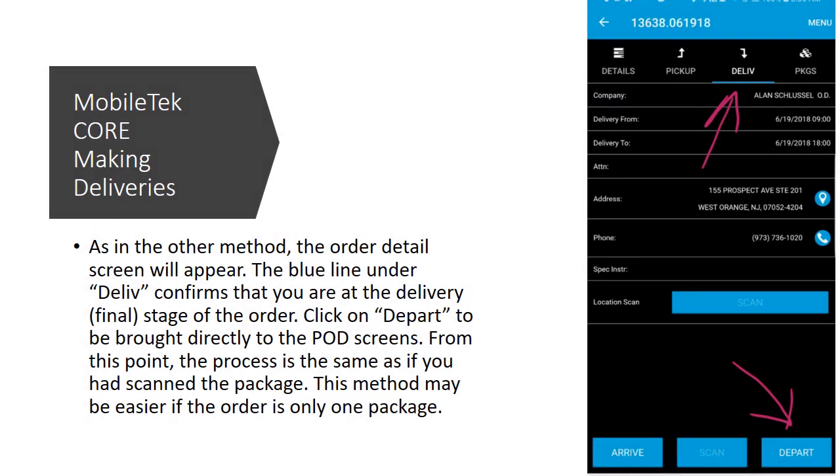As in the other method, the order details screen will appear. The blue line under Deliv confirms that you are at the delivery final stage of the order. Click on Depart to be brought directly to the POD screens. From this point, the process is the same as if you had scanned the package. This method may be easier if the order is only one package.